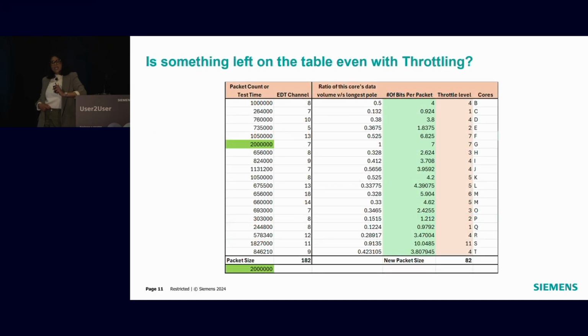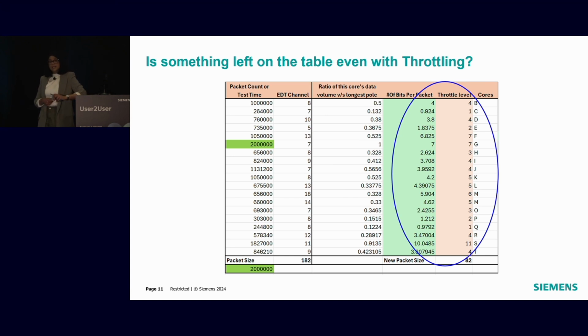And now if we look at the throttle level and the calculations that I did, zoom in here. The ideal number of bits per packet, where we multiplied the cycles needed by the core by the max cycles needed by the longest pole core times the EDT channels. Some of these numbers, the ideal number of bits per packet, were 4 for core B, for G it was 7. For some, it is a fractional number. It's not really a whole number, right? So am I leaving something on the table unused with throttling enabled?